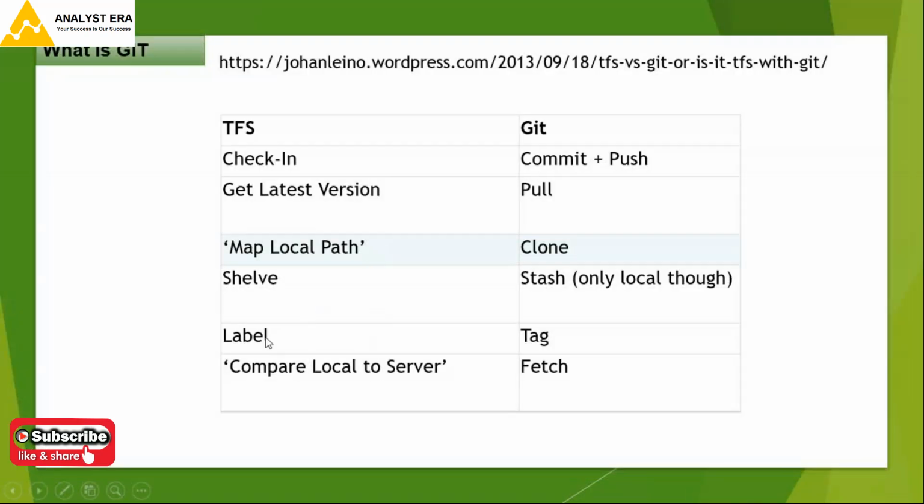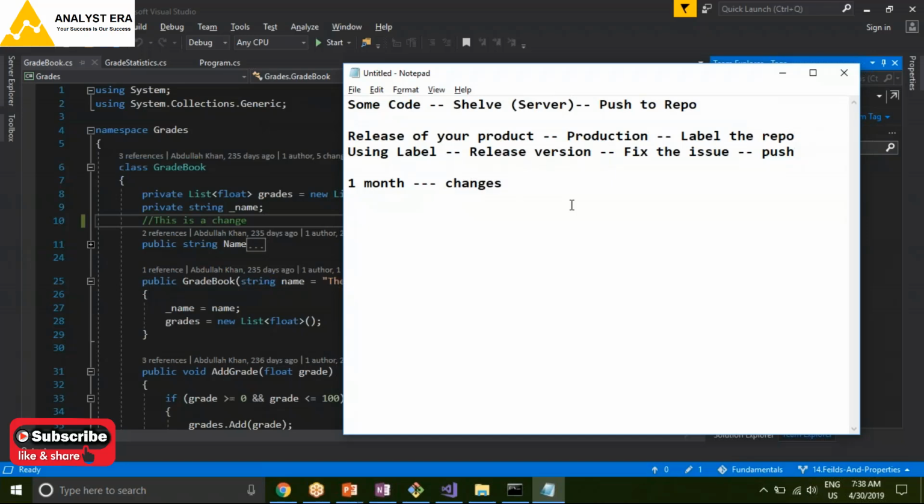Where was I? I was doing something. Yeah, fetch. I got that. So you have something like push. Push is take my changes and push it to the repo, your remote repository. Pull: take remote repository changes and give it to me. Sync.